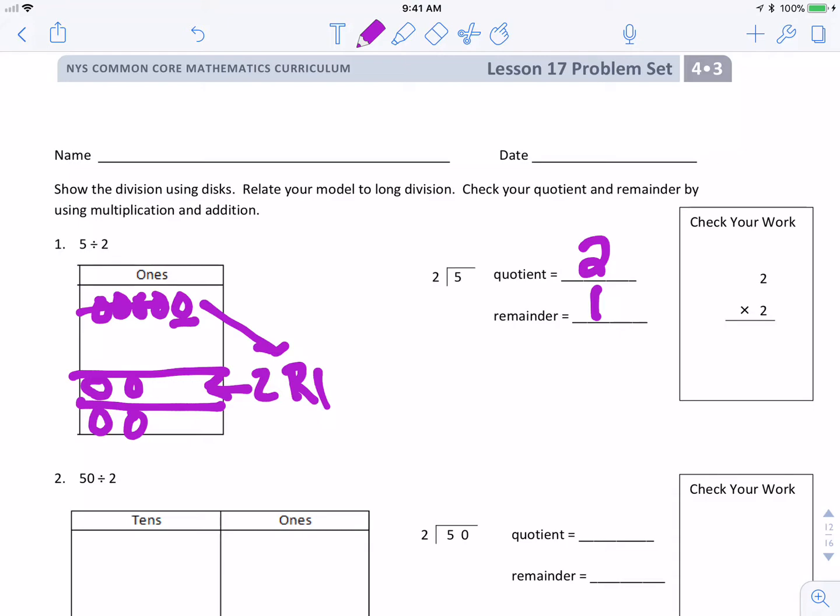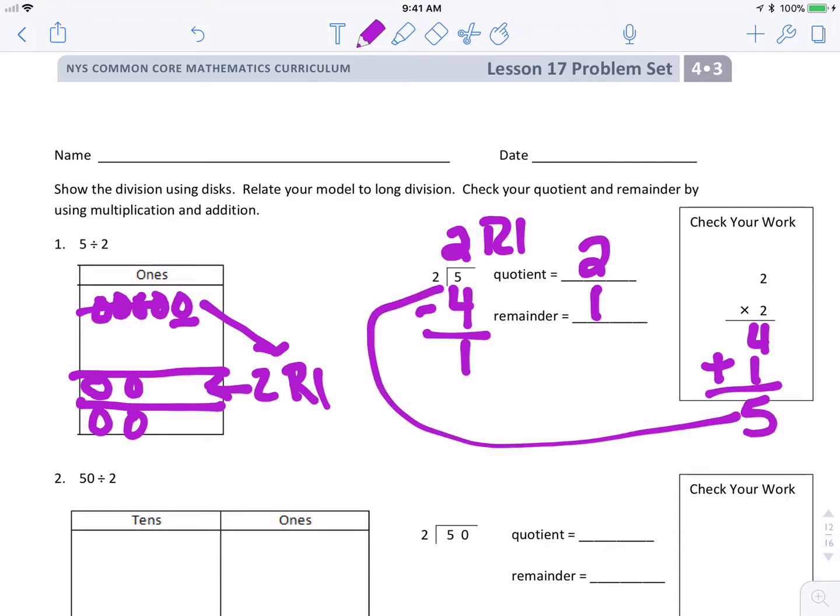Let's do our long division. 2 goes into 5. 2 times 2 is 4, minus 4 equals 1. Remainder 1. Check your work. 2 times 2 is 4. It doesn't equal the dividend. What am I missing? What do I need to do? I need to add the 1, which equals 5. And when you do that, it should equal the dividend. Okay?